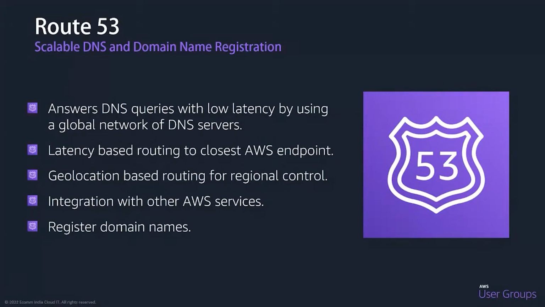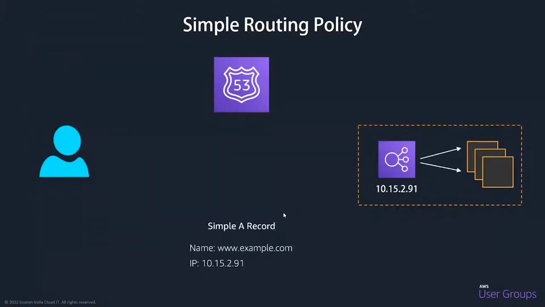There are different types of routing that are available. There is something called latency-based routing or LBR. There is geolocation-based routing. It also integrates with other AWS services. And of course, if you want, you can register a domain name. So let's talk about the different routing policies. Let's start with a simple routing policy.